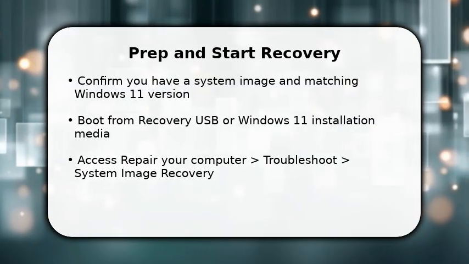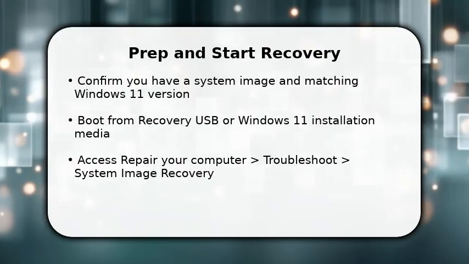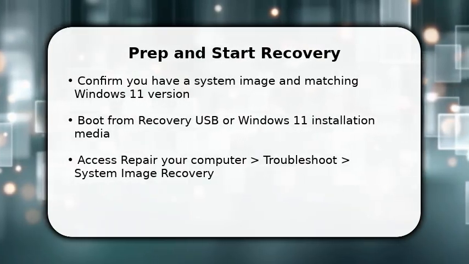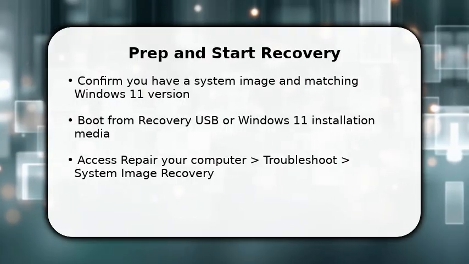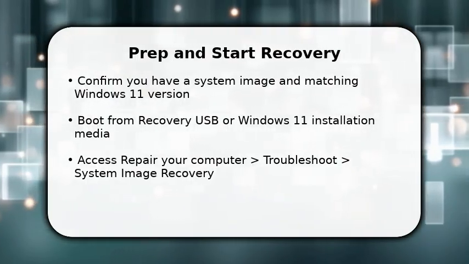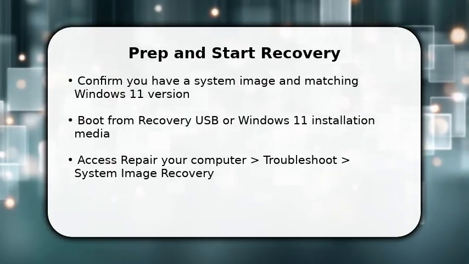You'll begin by confirming essentials. The system image matches your Windows 11 build and the image drive is connected. Once ready, reboot and boot from the recovery USB or installation media. Make sure secure boot settings allow it.